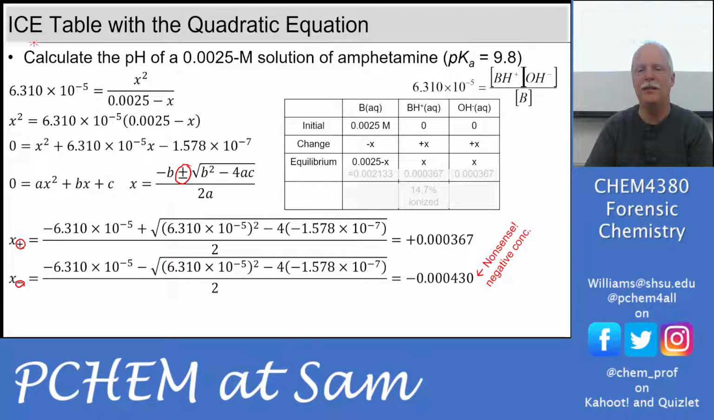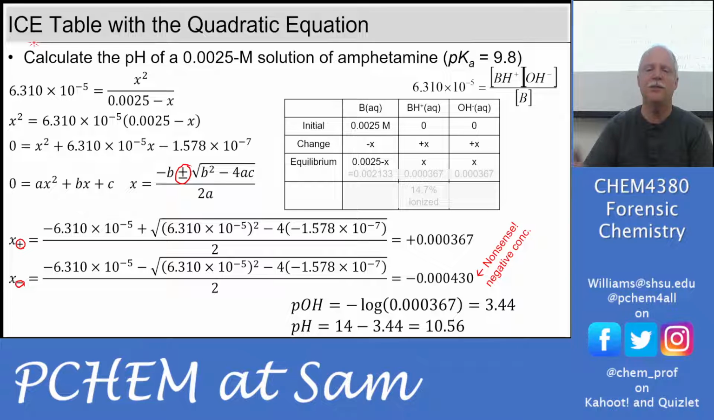And so that is x, so that's going to be our concentration of OH. That's going to be our concentration of the BH plus. So the pOH is the minus log of that. And then the pH is 14 minus the pOH. So 10.56. It's less basic, right? The pH is lower than it was. Earlier I had a concentration of 2 molar and it was a pH of 12. Now I have a concentration of much less than that and it's a pH of 10. So 2 orders of magnitude drop in concentration because I had less base.